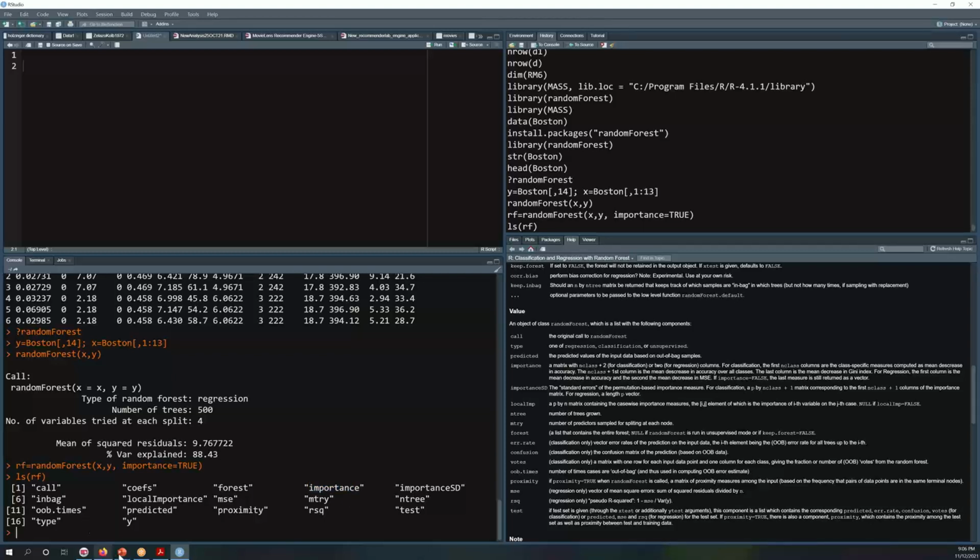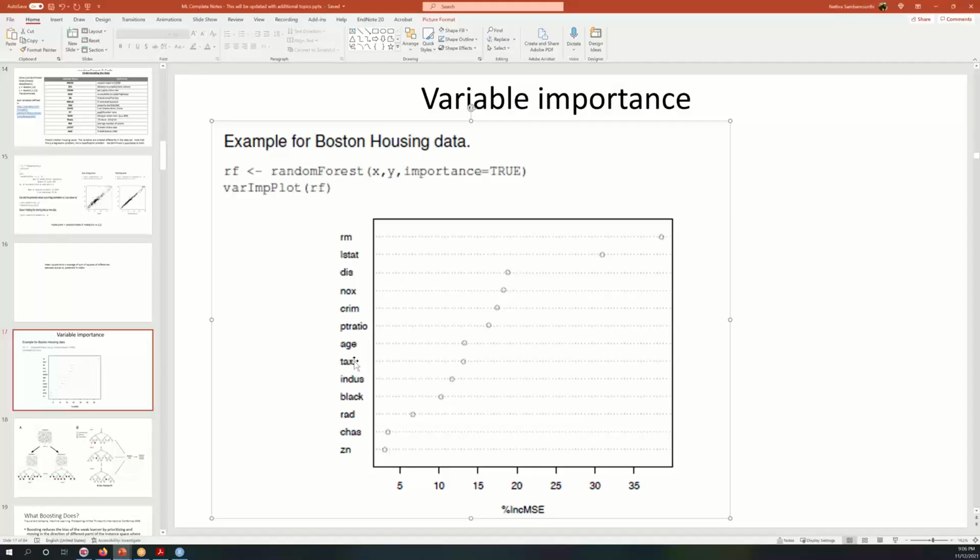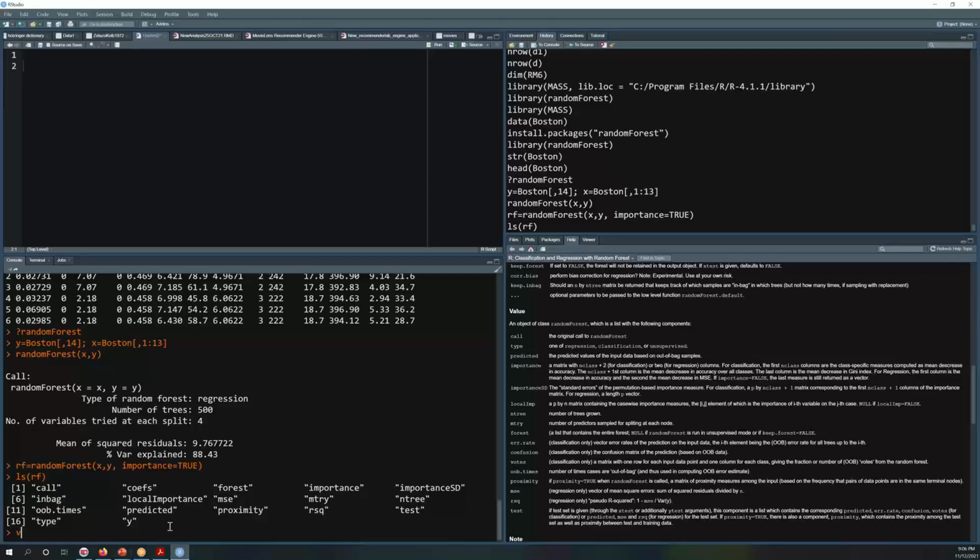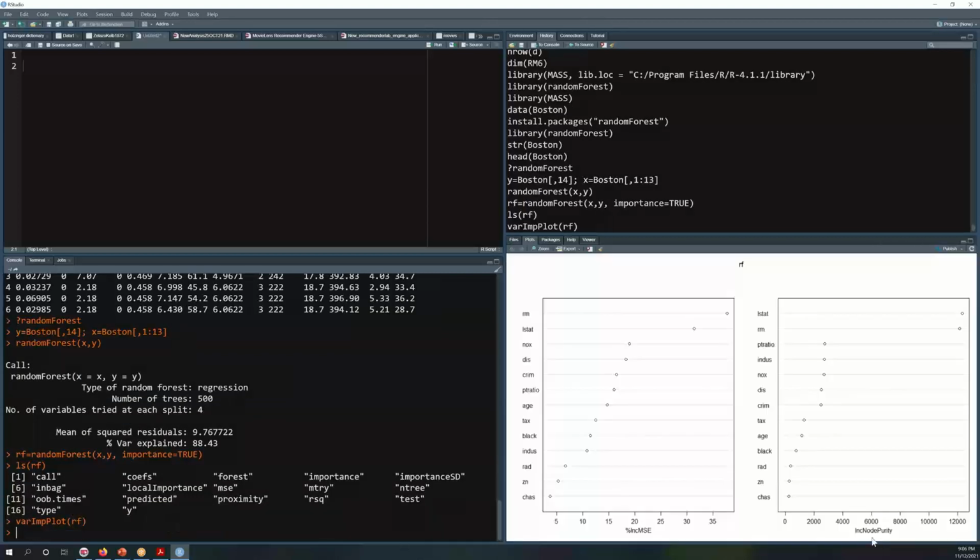So the command here is just varImpPlot(RF). That's all you have to say. So here you have it. There are two concepts: the increase in mean square error, and the increase in node purity. So there are two different measures you can use, node purity and what is called the MSE. It's okay if you just use the MSE. Don't worry about it.